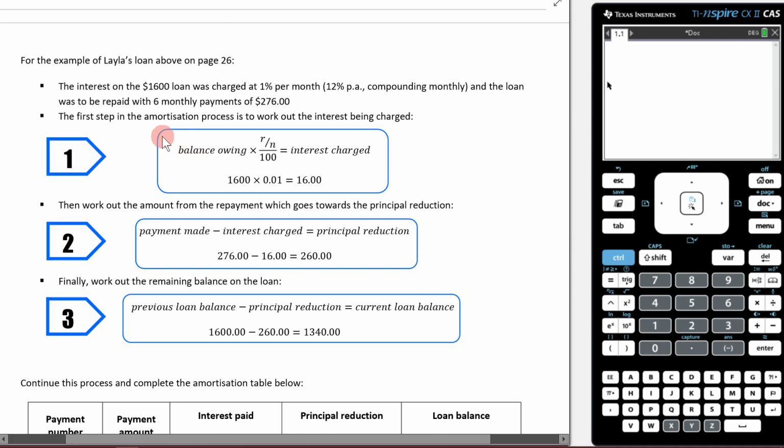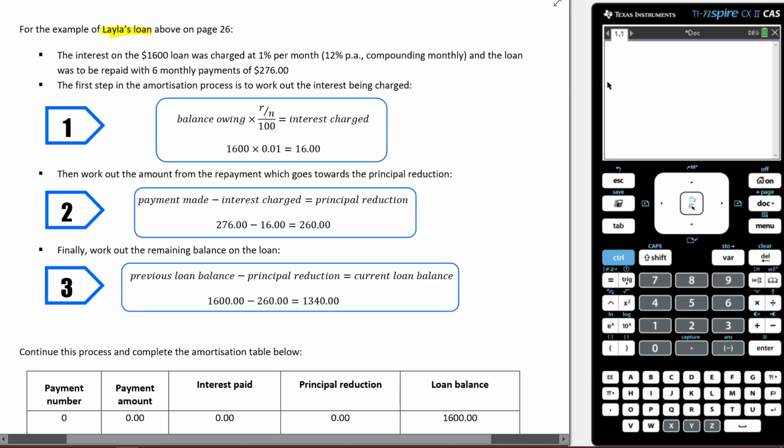All right. Here's the example that we're going to be working through, and it's actually going to be the example of Layla that we saw on the previous page. Okay, it says, the interest on the loan was $1,600. All right, she took out a $1,600 loan, and we know that she's being charged 1% per month.